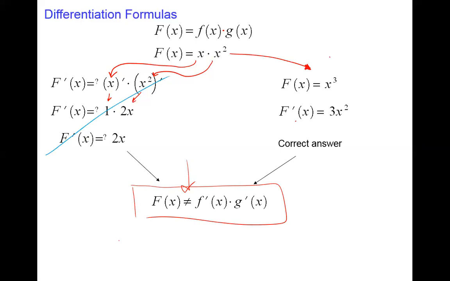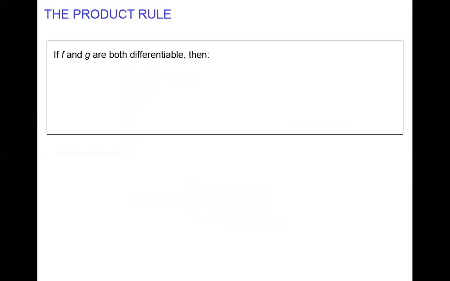The derivative of the product of two functions is not the product of the two derivatives. I'm not going to prove it here. I do have a proof, or maybe I should remove that slide, but the proof of the product rule is definitely in your textbook. So I will just give you the final formula, and the product rule looks like this.